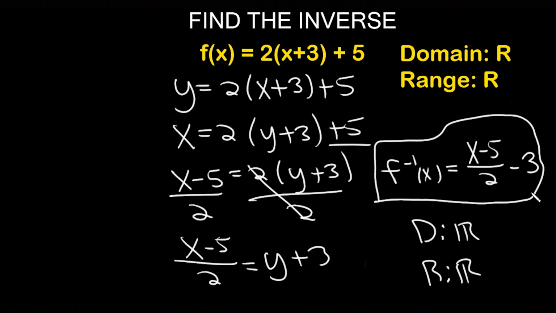It's pretty straightforward. Just make sure you take it out of function notation first and then replace the x and the y variables by switching them, okay? Also, just keep in mind, if you were to graph the original function and the inverse function that you obtain, they should be reflected across the line y equals x.